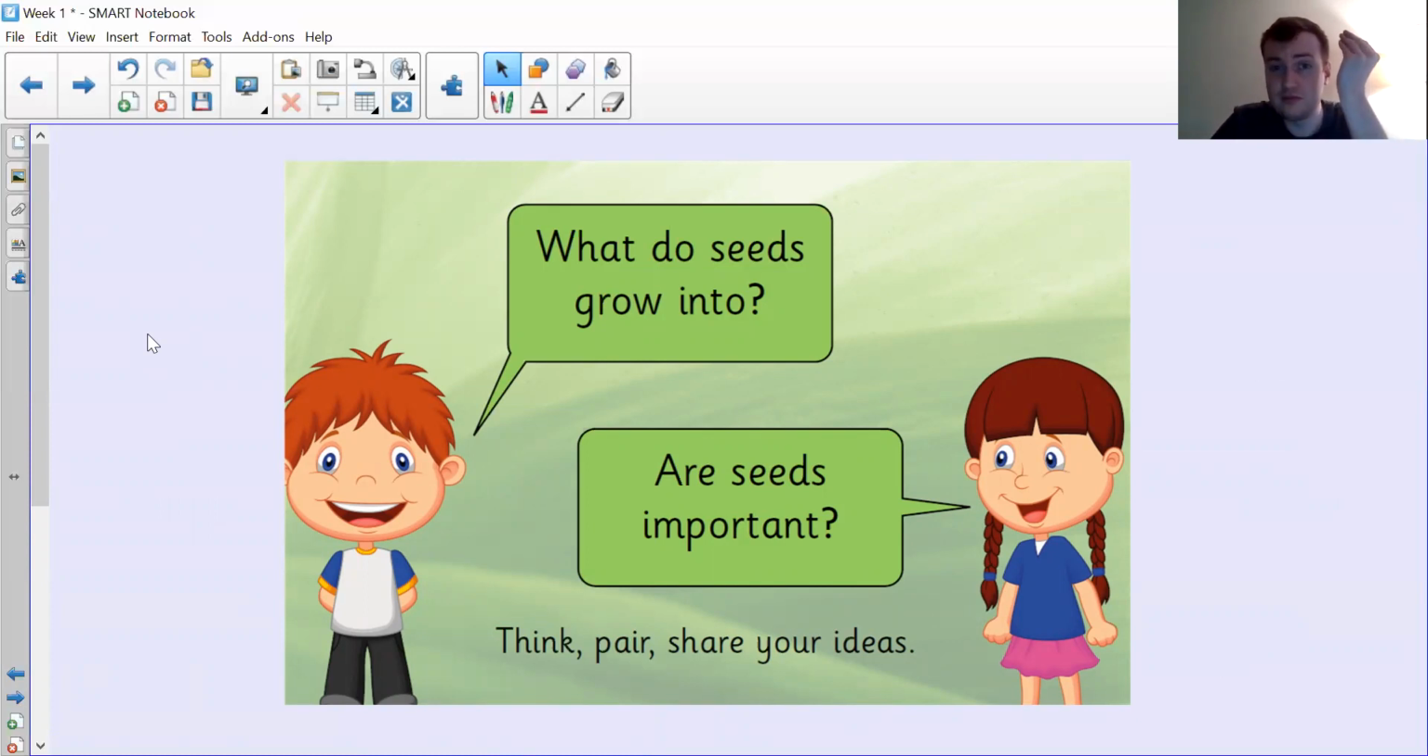Okay, so first of all, seeds grow into plants, any kind of plant, flowers, food, trees, all that kind of stuff, all comes from seeds. And then are they important? Yes, very important. Seeds, which grow into plants, are very important for the earth. They release oxygen, they give us food, and they just make the world look pretty. And who doesn't like a pretty world? Am I right? Okay, let's move on.